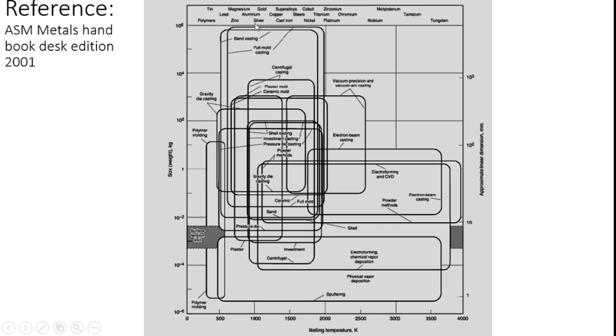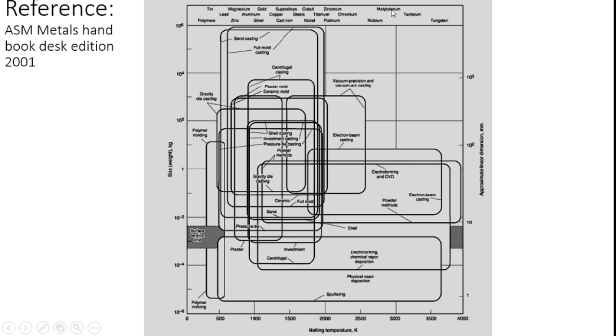And then the temperature ranges differ, so I can utilize from lead to platinum, at temperatures lying between 500 and 2000 degrees Celsius, so that I can utilize sand casting, full mold casting, centrifugal casting, plaster casting, ceramic casting, and shell casting. So this variety of casting processes I can utilize to make different components with lead, magnesium, zinc, aluminium, gold, silver, copper, super alloys, cast iron, steels, cobalt, nickel, titanium, and then platinum, zirconium. These materials I can produce with the aid of these important casting processes.